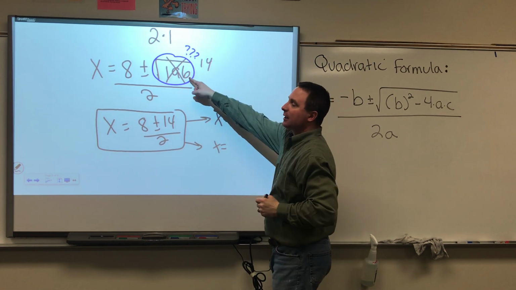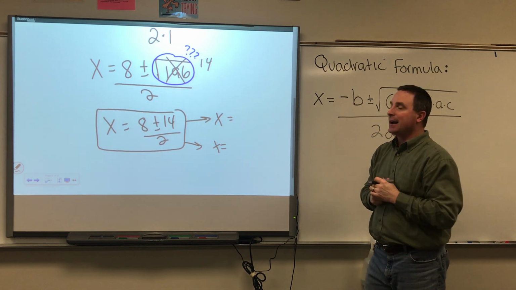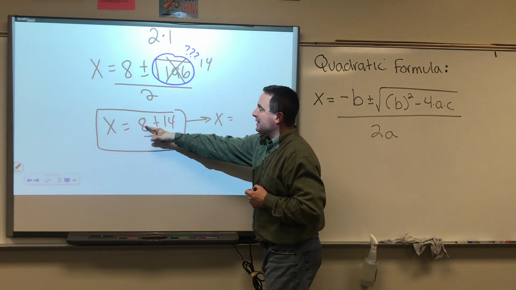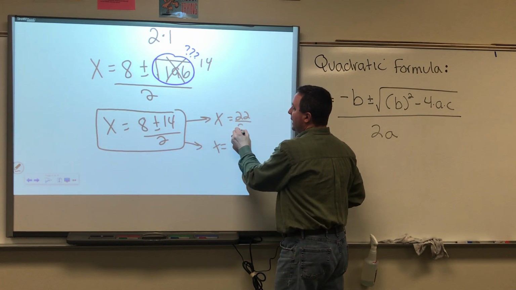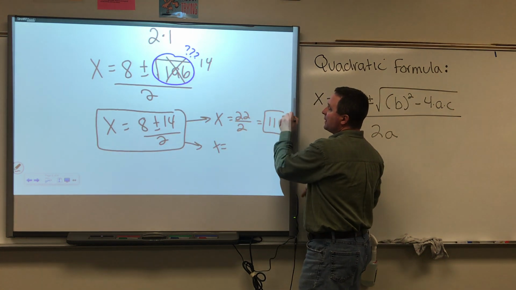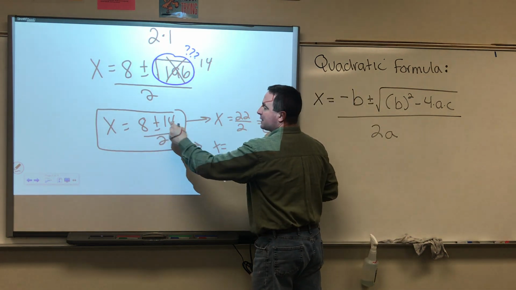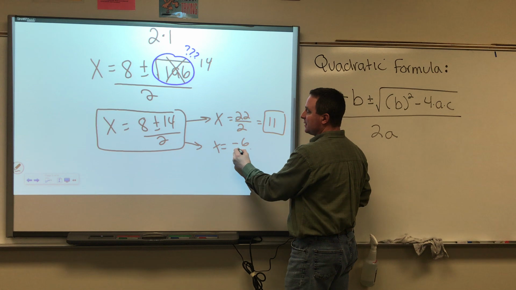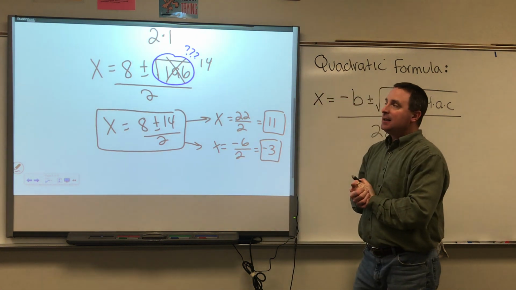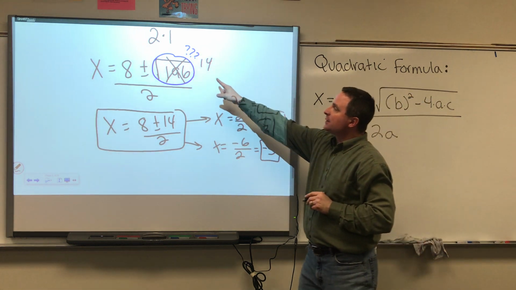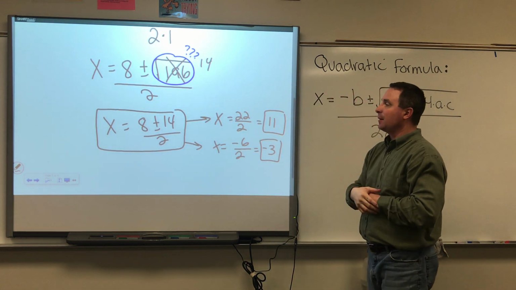When the number under the radical is a perfect square, we should be able to get two relatively nice rational answers. If I did 8 plus 14, that's 22, divided by 2, I get 11 as an answer. Then I do the subtraction one: 8 minus 14 is negative 6 over 2, and my other answer is negative 3. So it works out really nice when this number under the radical is a perfect square. It allows us to get two nice numbers.